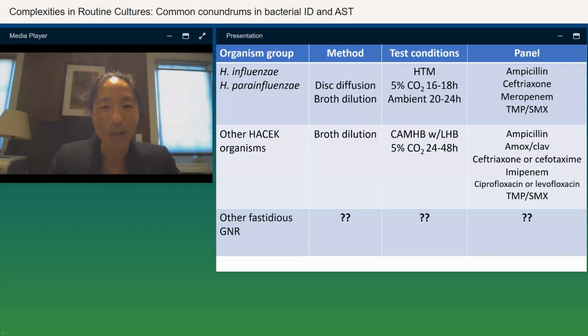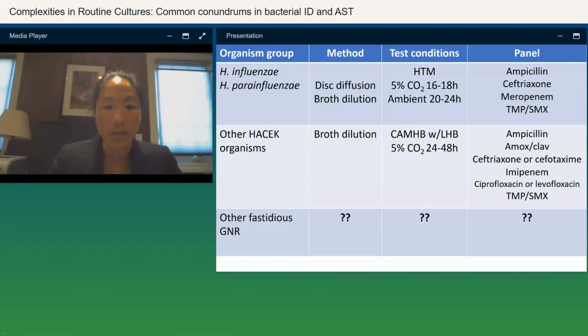So here in this table, I'm just showing you some examples of how both the method and test conditions, and then also the drug panels that would be selected for these various organisms on our differential, would be different from each other. So number one, top row, you can see for Haemophilus, there's only standardized guidelines from CLSI for Haemophilus influenzae and parainfluenzae susceptibility testing, not for the other Haemophilus that might be in our differential.